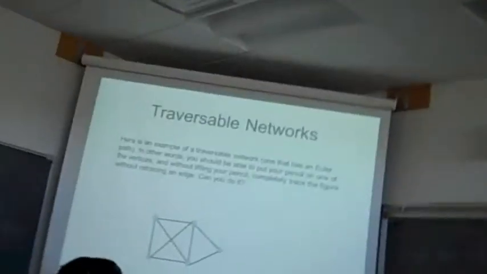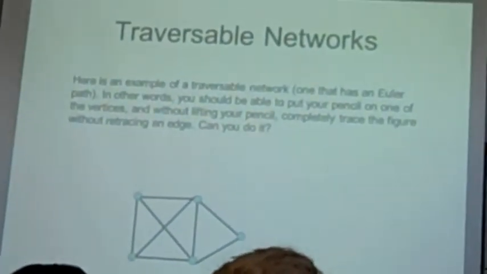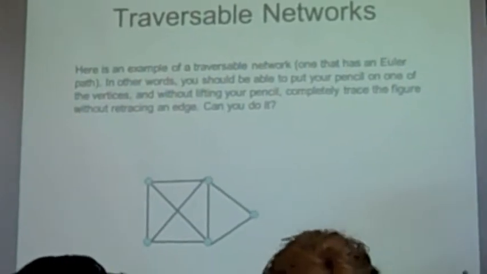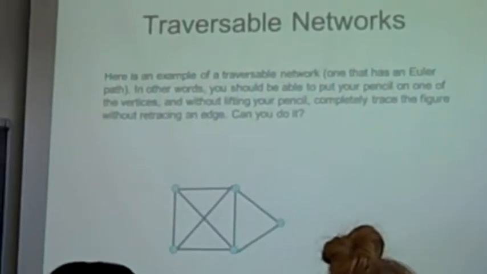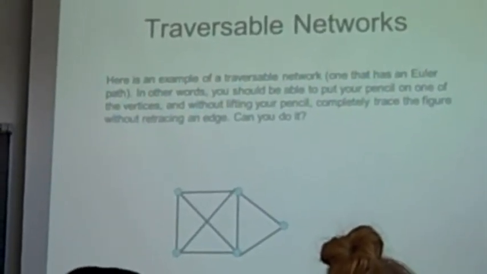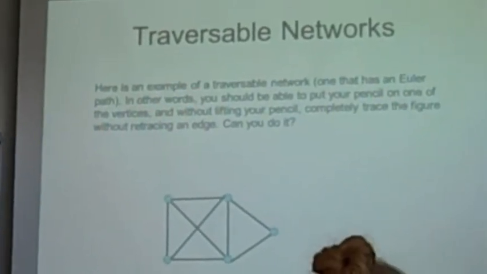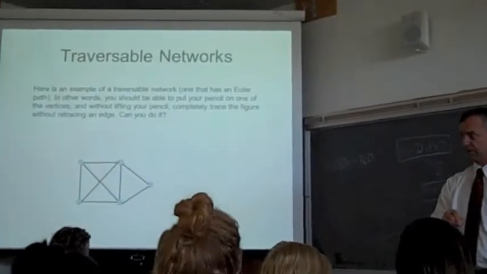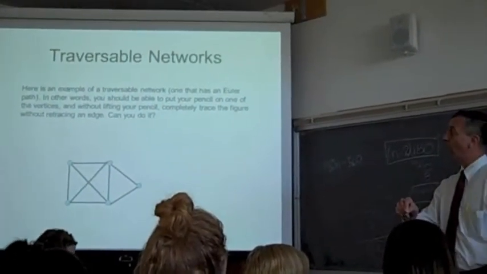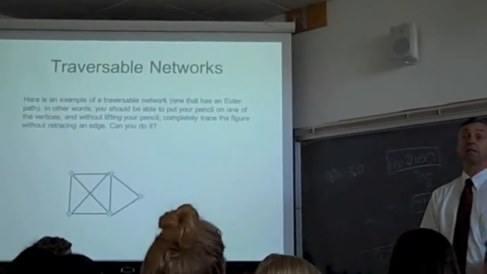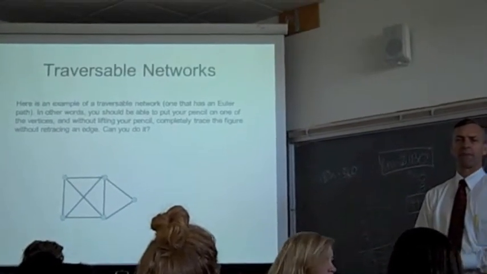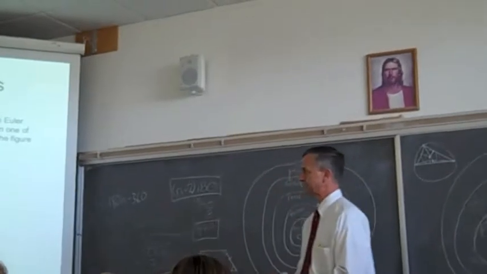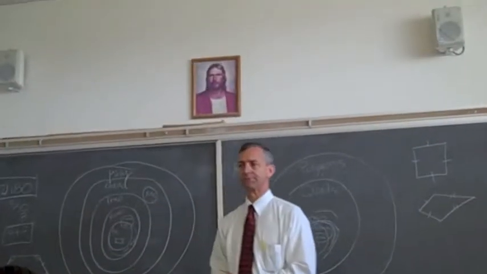All right, so on a piece of scratch paper, I would like you to draw this and then see if you can put your pencil down at one of the vertices and, without going over one of the lines more than once, go all the way through the network. Travel each one once, okay? But nothing twice. Can you do it?